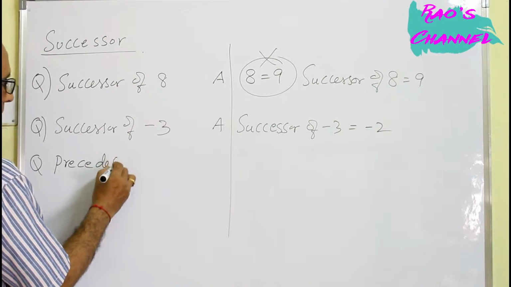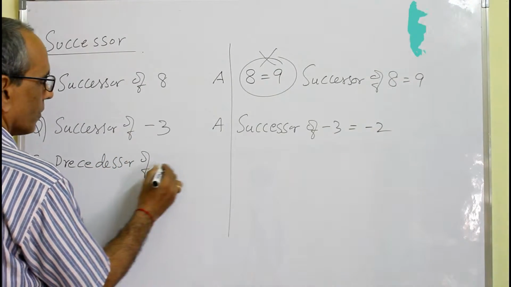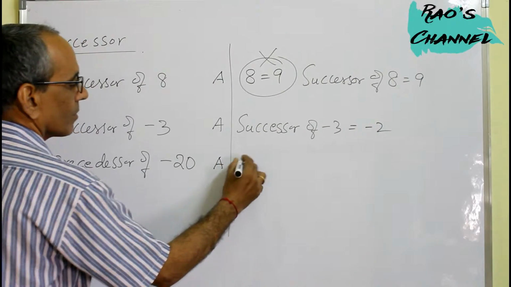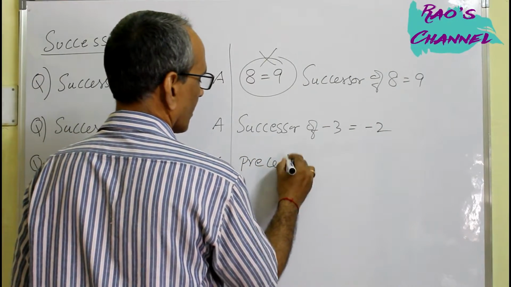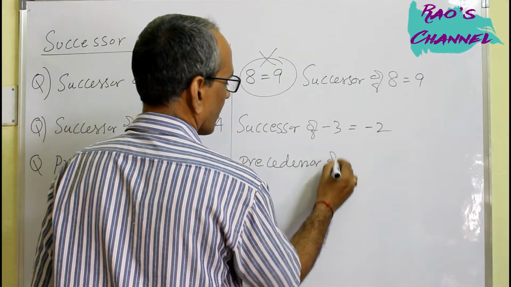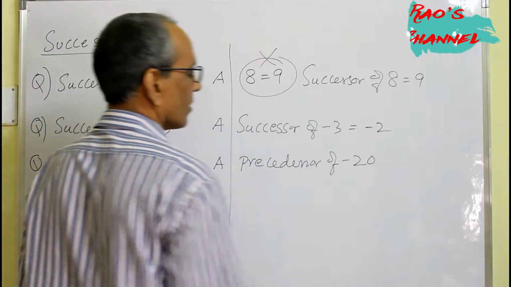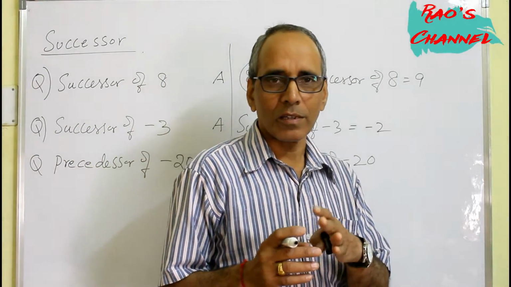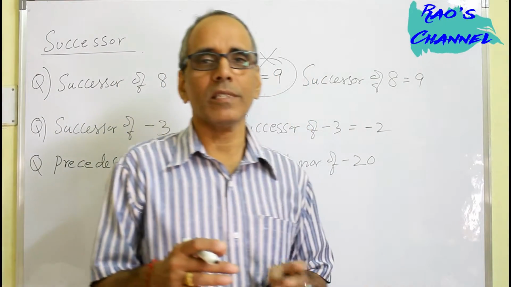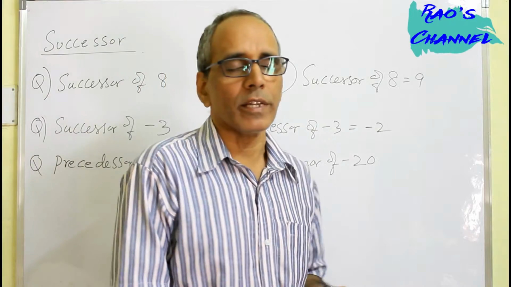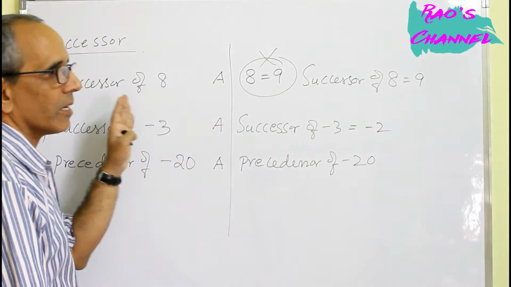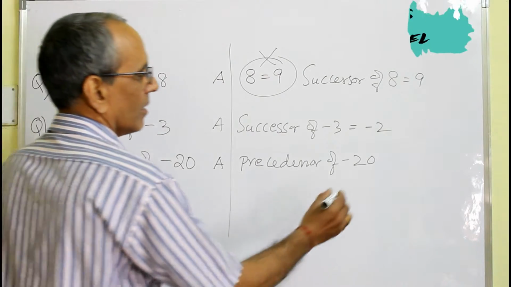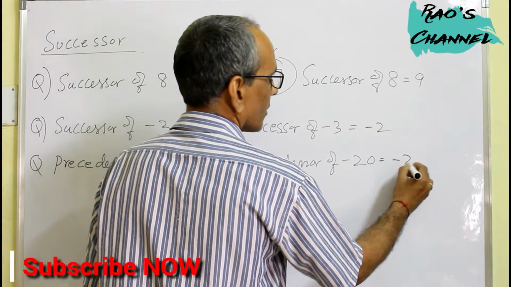Predecessor of minus 20. We always find the lesser numbers on the left side on the number line. What is on the left side of minus 20? When I move to the left side, minus 20, minus 21, oh minus 21, clear. Predecessor of minus 20 is equal to minus 21.